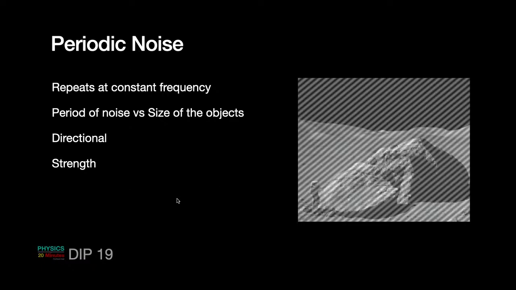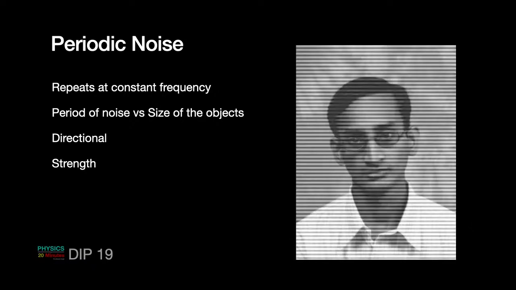Let us take some more examples where we understand the periodic noise. So this is another one. You can see that it has almost similar strength periodic noise, but it has horizontal lines.